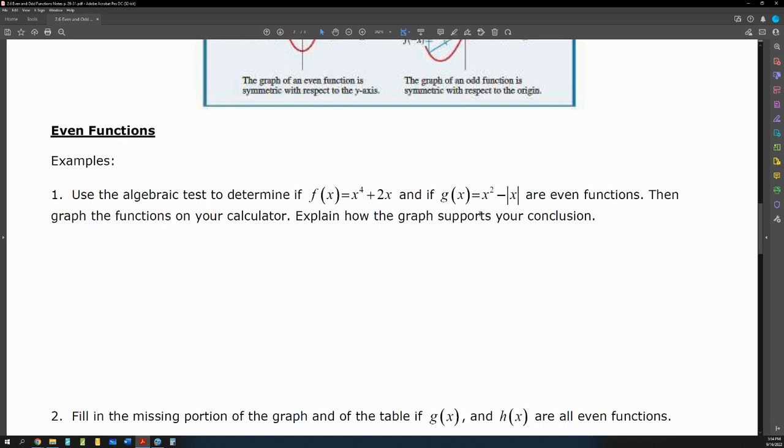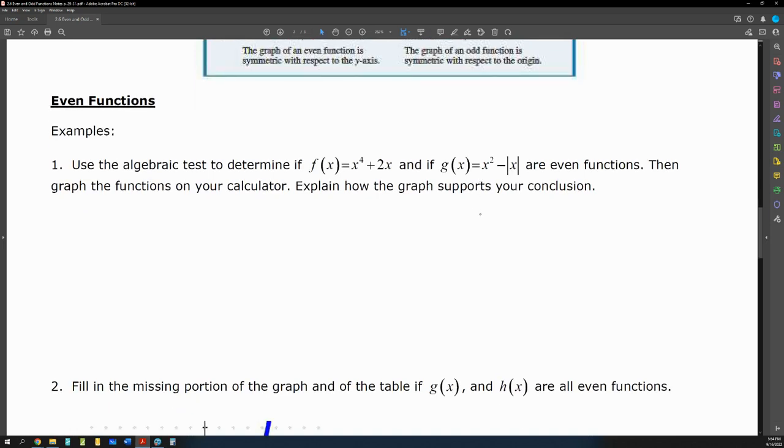So let's talk even functions. A few examples of even functions. Well, our U-shaped graph, y equals x squared. Another example would be our V-shaped graph, y equals the absolute value of x. So let's go ahead and use the algebraic test to determine if f of x and g of x are even functions. Then we're going to graph them on our graphing calculator and explain how the graphs support our conclusion.